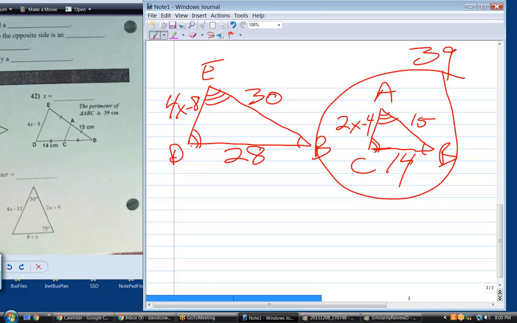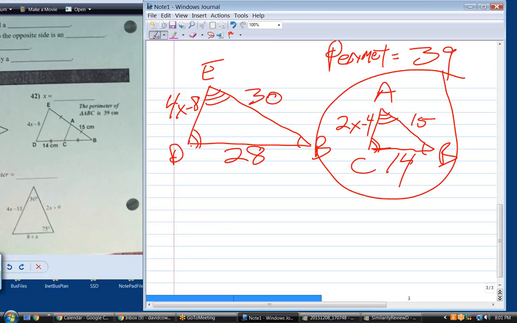You can do 39 is to... not a ratio, it's an equation. Well, a ratio is an equation also, so it's not fair to say that. But there's no ratios involved because they're telling me the perimeter. What's the formula for perimeter? What am I going to do to get perimeter? Length times width times height. I'm going to add up the three sides.